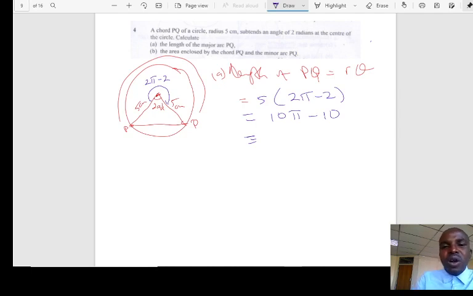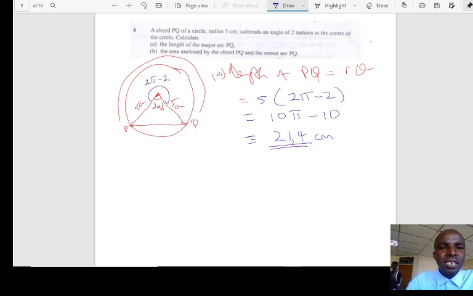As a decimal, to 3 significant figures, you get 21.4. These are centimeters. So that's the length of the arc PQ, the major arc PQ. Take note of that. So that was part A.